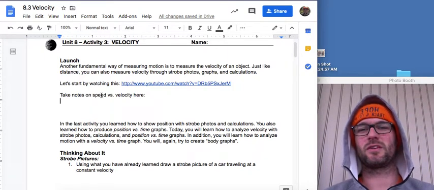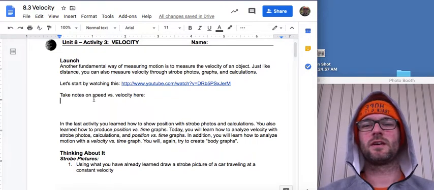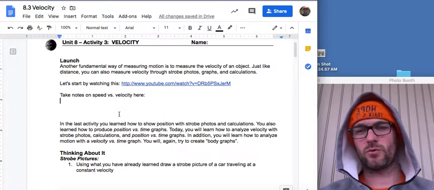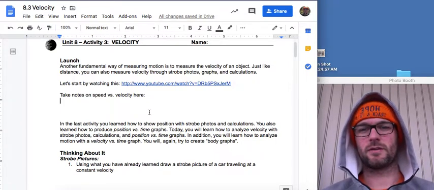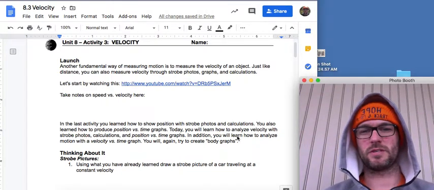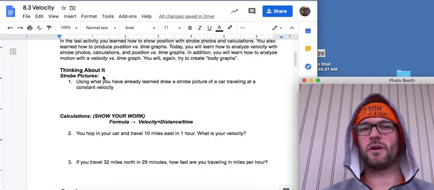We want to figure out what's the difference between speed and velocity. I've got speed, write it down there. I've got velocity, write that down there. Okay, so go ahead, take a moment, watch the video, type in your answers. Your moment is done. Next, using what we know about strobe photos, we're going to go ahead and draw here.